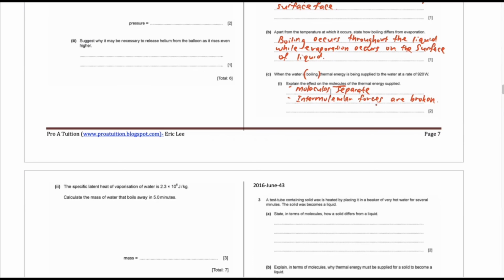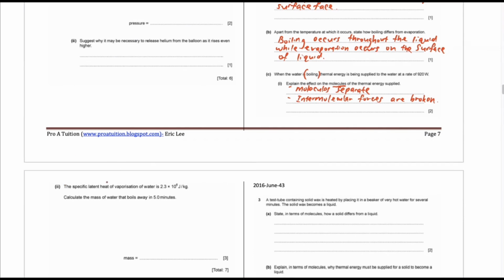So evaporation, let's say we dry a wet cloth outside. Evaporation will happen at all sorts of temperatures, depending on the humidity and all that stuff. Those are the factors. Okay, so the temperature for evaporation to occur is below the boiling point. Okay, understand.